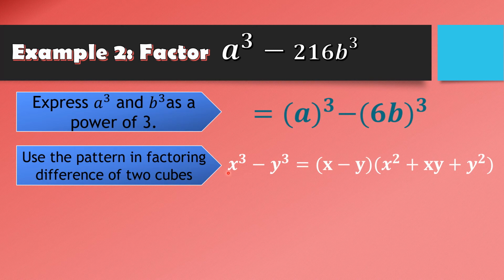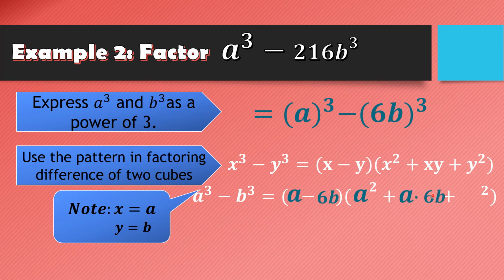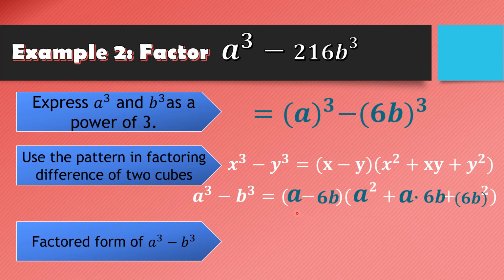Then, ano ang ipapalit natin sa x? Tama, papalitan natin lahat ng x ng a. Paano naman ang y? Tama, ang ipapalit natin sa y ay 6b. So, x is a. Okay. Tama. And then, para naman sa y, okay. After natin ma-substitute lahat ng terms para sa factored form niya, isi-simplify na natin ito.